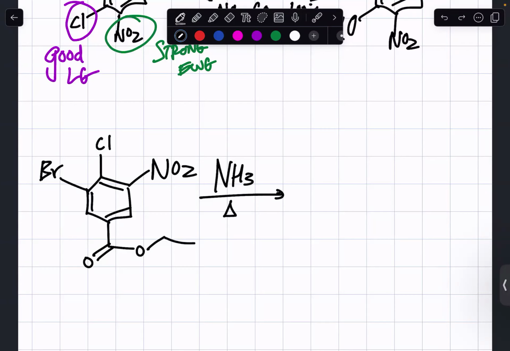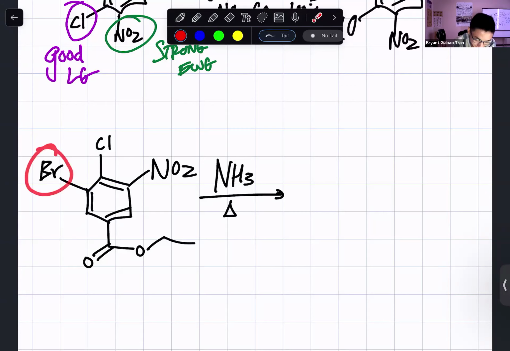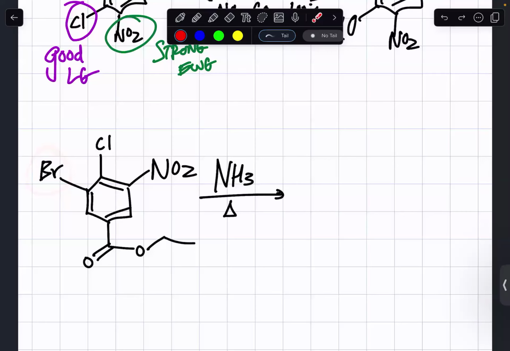This is a great question. Tricky, huh? Yeah, it's tricky. I feel like between chlorine and bromine, I would stick with bromine. I feel like bromine would be the leaving group and you would replace it with NH2, but I definitely could be wrong. This is an amazing question that you've come up with.